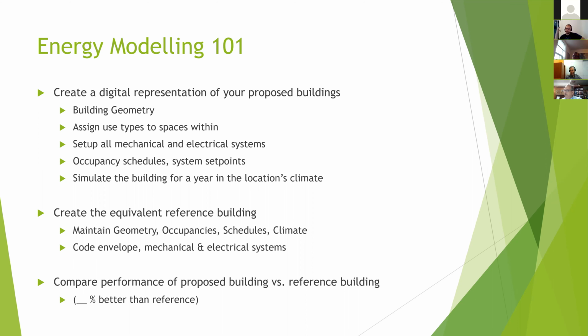In order to demonstrate the performance difference, or that it's meeting building code, you take that building that you've done and you make another copy of it, and this time you maintain some of these things. The shape of it, the spaces within it, that's all consistent. The occupancy schedules, obviously the climate that you're applying to it, that's maintained across the two models, but you will modify the enclosure and the mechanical systems to be the code version of that. So you've got these now two models with two results, and you can compare the performance of your proposed building versus the performance of the reference or the code building. So that's really energy modeling in a quick nutshell.